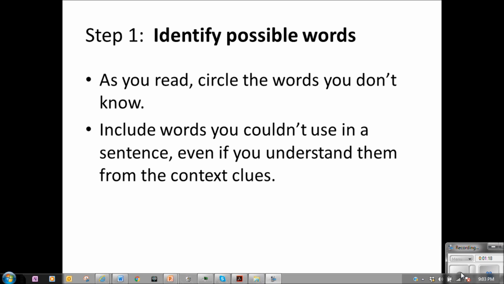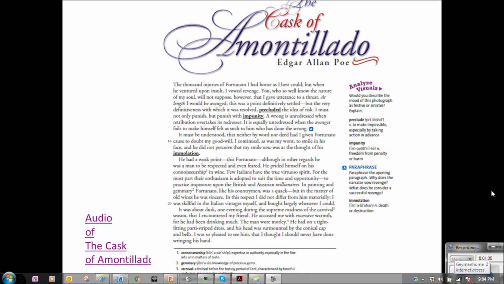As you read your independent reading or word reading assigned for class, circle the words you don't know. This should include words that you couldn't use in a sentence, even if you understand them from the context clues in the text. So let's look at example reading and see how you would do this. I've selected The Cask of Amontillado by Edgar Allan Poe.